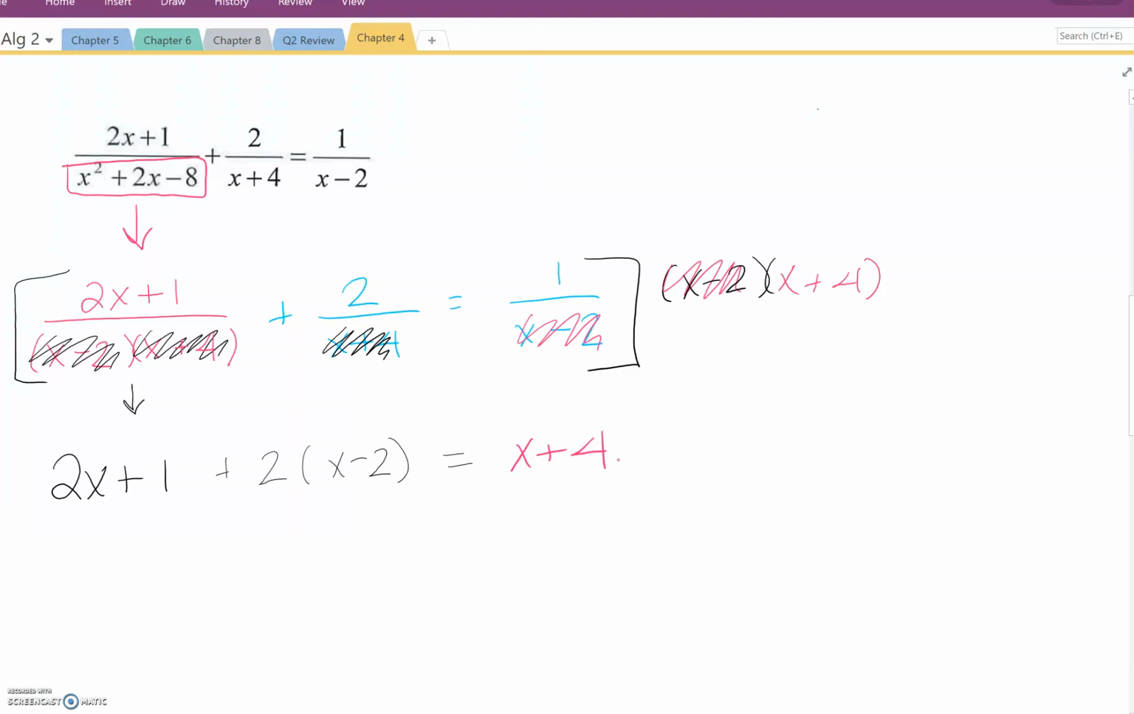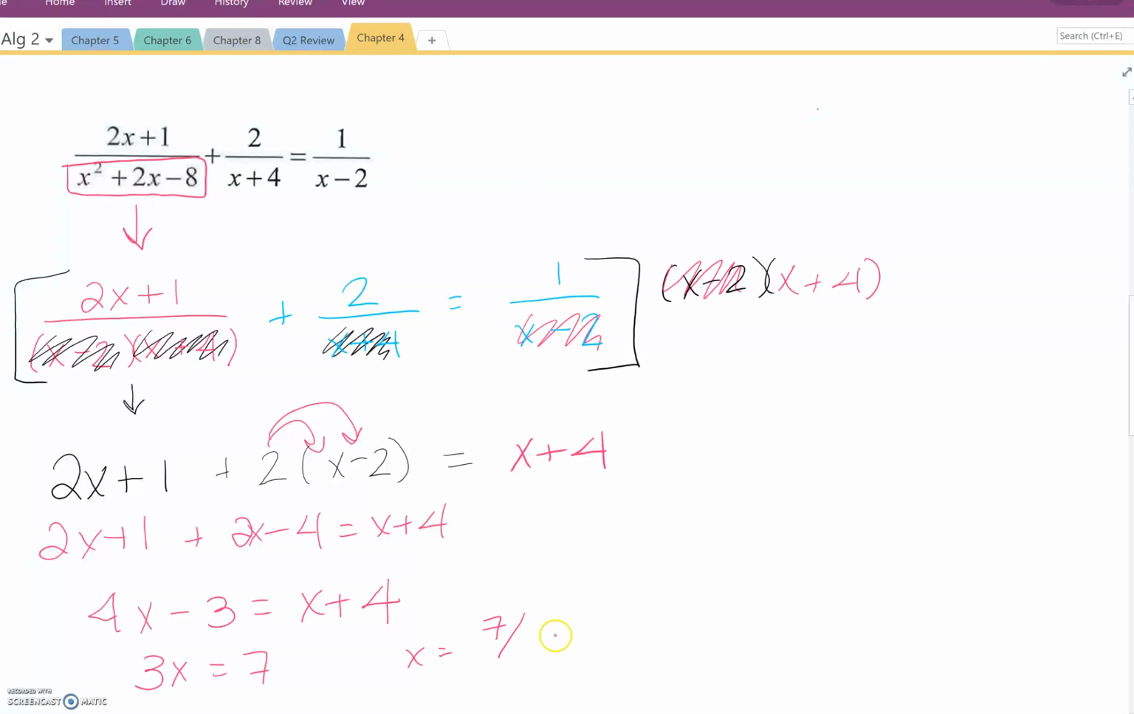Okay? Now I see a very nice equation. So here we go. 2x plus 1 plus, distribute out your 2. 2 times negative 2 is negative 4, equals x plus 4. 2x and 2x is 4x. Negative 4 and positive 1 is negative 3. This equals x plus 4. Move the x to the other side, so you get 3x. Add your 3 to both sides, you get 7. X equals 7 over 3.